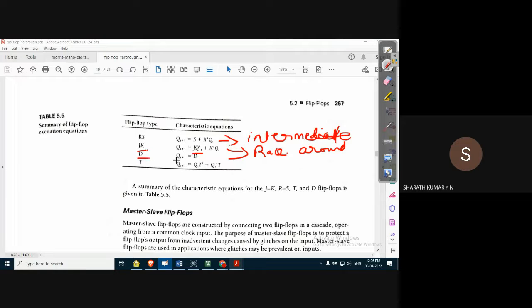The D flip-flop is very simple. Q(t+1) is equal to D. That is, the next state depends only on the D; it doesn't depend on the previous condition. You can observe that in both the SR and JK flip-flops, the output depends on the previous state, which means it will take a transition. The D flip-flop depends straight away only on the input. The T flip-flop depends on the previous output. It is represented as Q(t) T' plus Q(t)' T. Very simple.